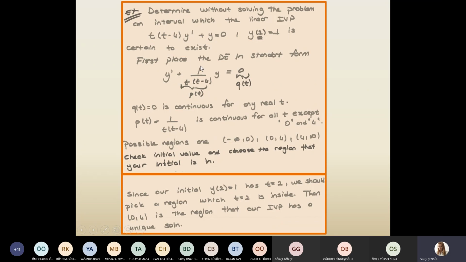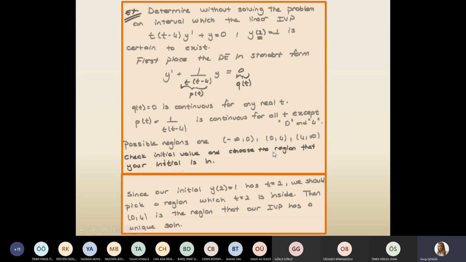And you will be checking where these functions are continuous. For q of t, it is 0, so it's continuous everywhere, for any real t. And for p of t, t equals 0 and t equals 4 make your function undefined, so it's not continuous there, but it's continuous everywhere else. That's why your continuity region is negative infinity to 0, 0 to 4, 4 to infinity. I took 0 and 4 out of the real numbers.